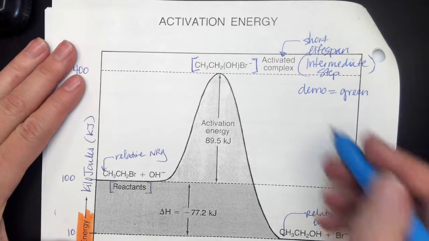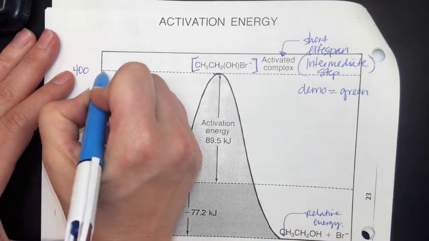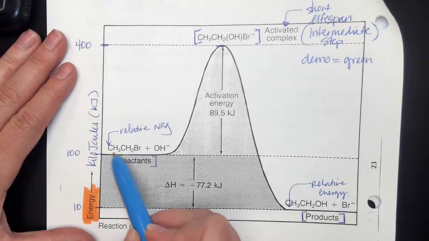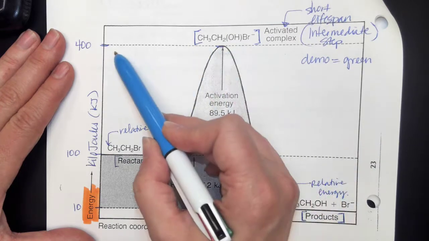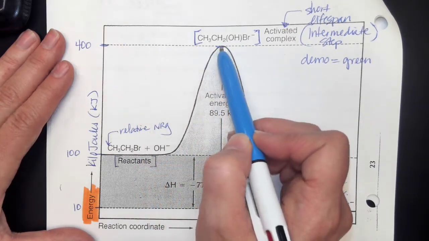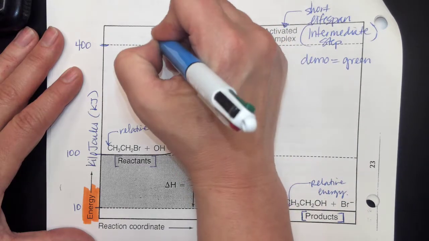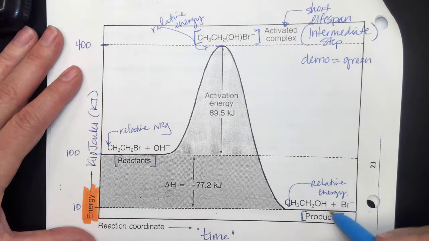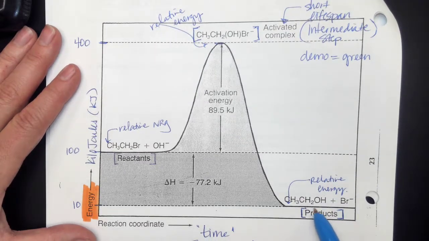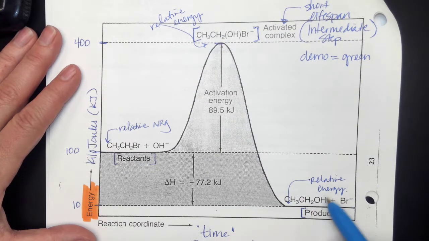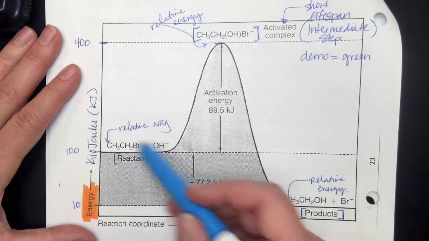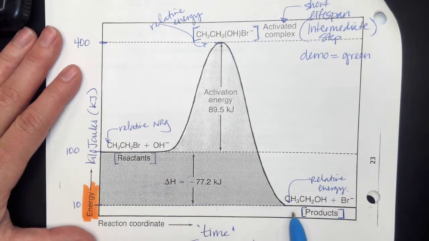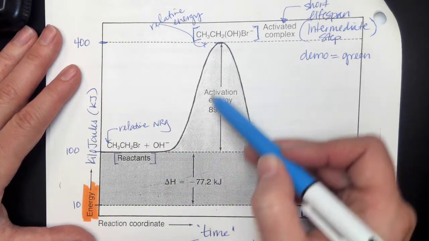This would be the relative energy of my activated complex. So we have relative energy of the reactants, relative energy of my activated complex. Its position on the graph indicates its relative energy. And I have some relative energy of my products down here. We have this huge jump in energy that's required to go from reactants to products. This jump in energy is called the activation energy.